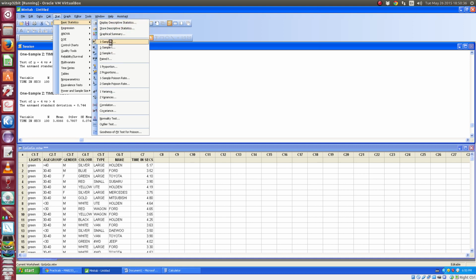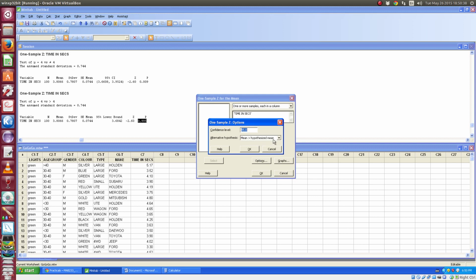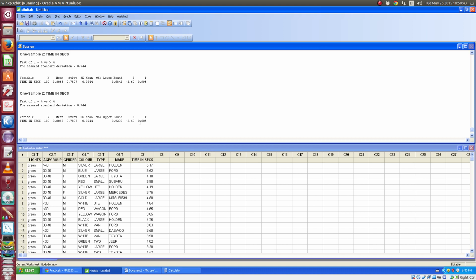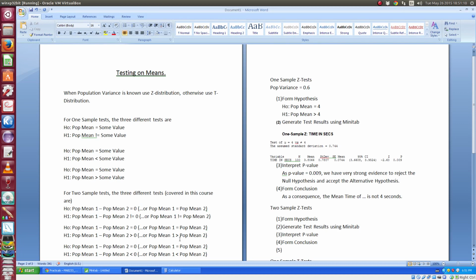So where are we? Basic stats, one sample. Again, everything remains the same. We're just going to change this to being less than. Click OK and see if we get a result here. In this situation, we get a very small p-value. So in that case, we would be accepting the alternative, that it's less than. We can then conclude that the population mean for the time in seconds for these cars is actually less than 4. So depending upon the situation, you may want to run multiple tests. There are different results that we can get.